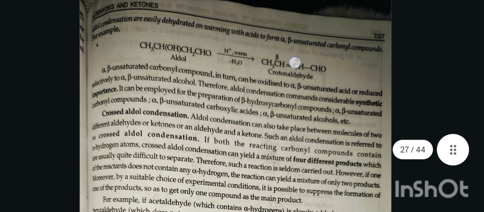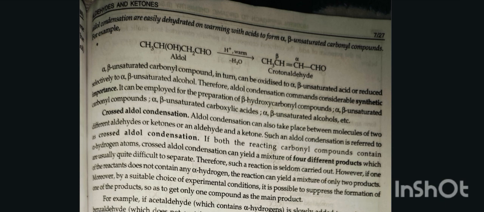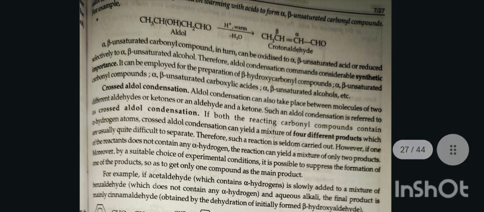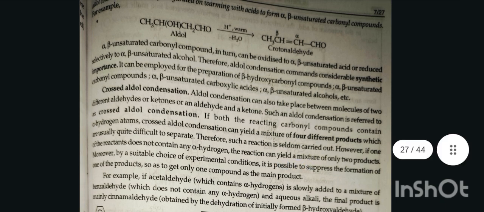Synthetic importance. The beta-hydroxy aldehydes or beta-hydroxy ketones obtained from base-catalyzed aldol condensation are easily dehydrated on warming with acid to form alpha-beta unsaturated carbonyl compounds. For example, aldol with H+ and loss of H2O gives crotonaldehyde. The alpha-beta unsaturated carbonyl compound in turn can be oxidized to an alpha-beta unsaturated acid or reduced selectively to the alpha-beta unsaturated alcohol. Therefore, aldol condensation commands considerable synthetic importance.